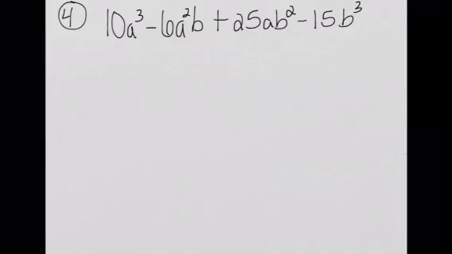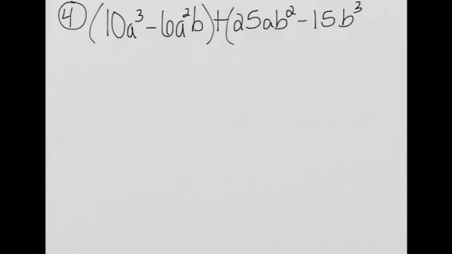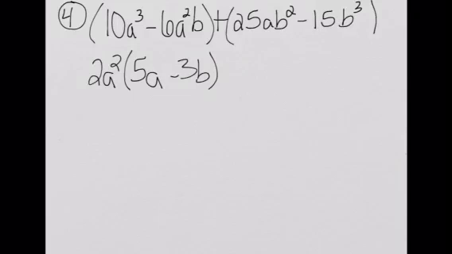Alright, number 4, we're just asked to factor this. We see we have 4 terms, so I'll factor by grouping. That's what I want to do. So I'm going to group the first 2, group the second 2. Now, if I look at the first 2, it looks like they have a 2a squared in common. So if I factor out a 2a squared, I'm left with 5a minus 3b. The right side, it looks like they have a 5b squared in common. So I'll take out 5b squared. I'm left with 5a minus 3b.